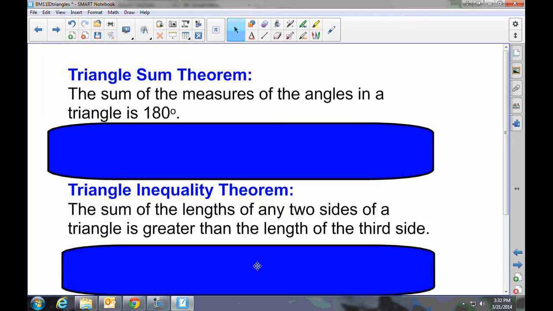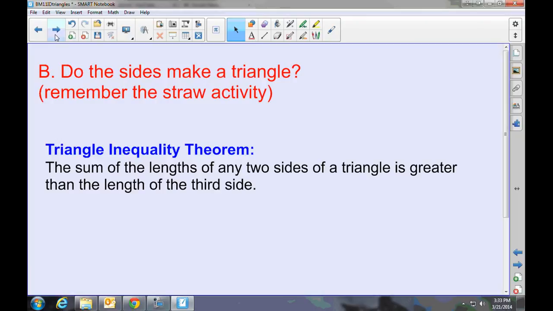The triangle inequality theorem says, and make sure that you pay attention, the sum of the lengths of any two sides of a triangle is greater than the length of the third side. Okay, so what it's saying is that if you pick any two sides of the triangle, they have to add up to be longer than that third side you didn't pick. Otherwise, it won't make a triangle.